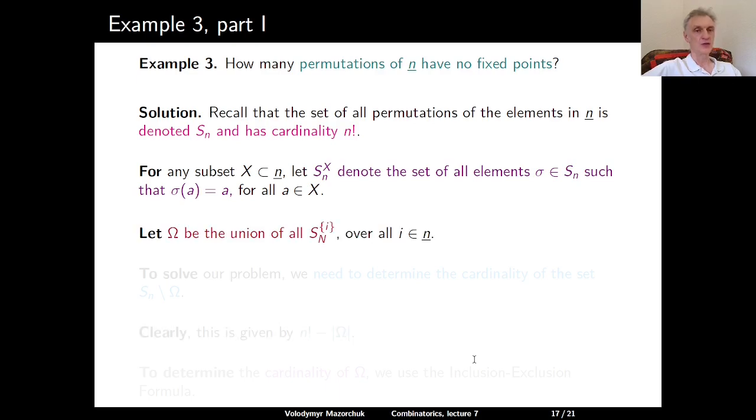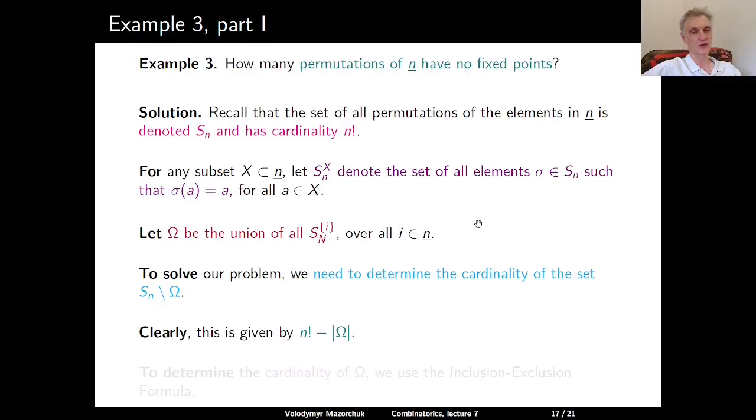Let omega be the union of all S sub n upper {i}, where {i} is a singleton subset, over all i in n underlined. So to solve our problem, we need to determine the cardinality of S_n minus omega, and this is clearly given by n factorial minus the cardinality of omega. And since omega is a union of sets, we can use the inclusion-exclusion formula to determine the cardinality of omega.